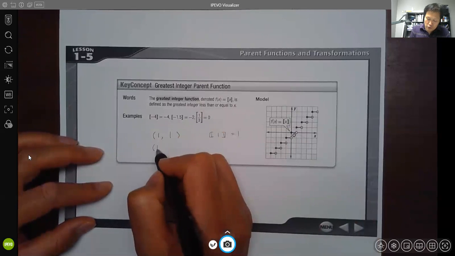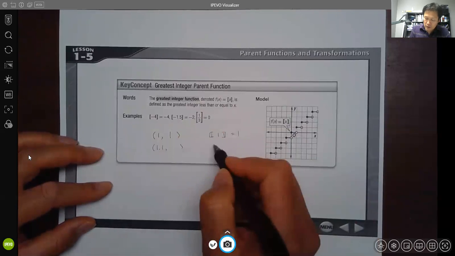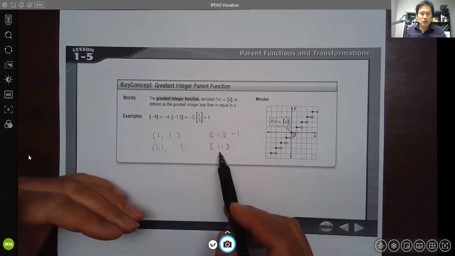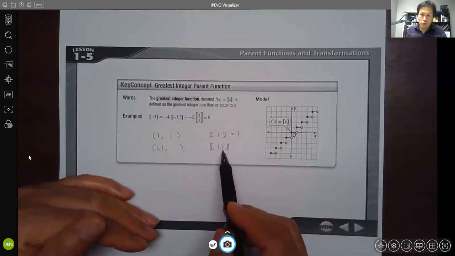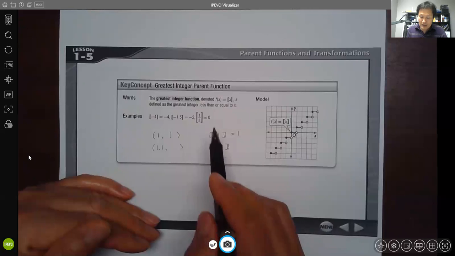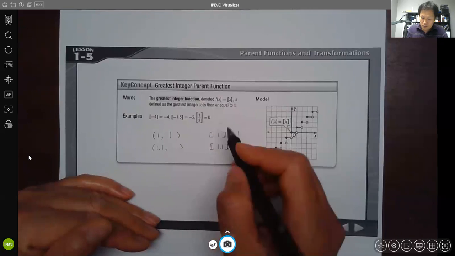What if I ask you 1.1? If I ask you what's the greatest integer less than or equal to 1.1, with this notation, it is 1. You cannot go to 2, because 2 is more than this. It has to be less than or equal to 1.1, so it should still be 1.